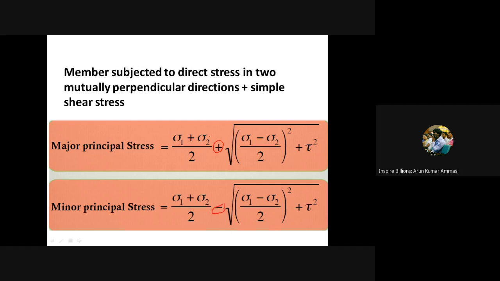And sigma 1 and sigma 2 are the normal stresses acting in the x direction, both positive, and the y direction, and tau is the shear stress. So in this way, we can also calculate the value of major and minor principal stresses if the stress is acting on an oblique plane.